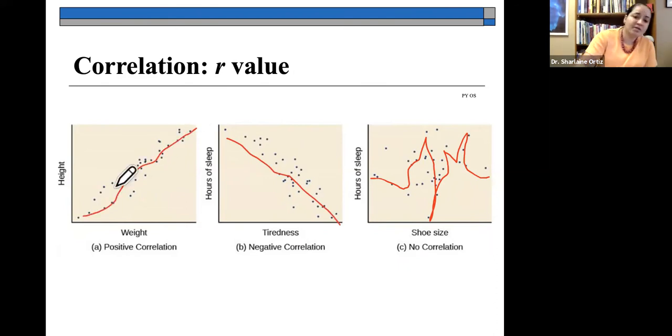So what this tells me is when one went up, the other one went up, meaning there's a positive relationship. When one went up, the other one went down, different directions, therefore a negative relationship. And here, there was just simply no relationship. We can see it visually, but there is no relationship between hours of sleep and shoe size.